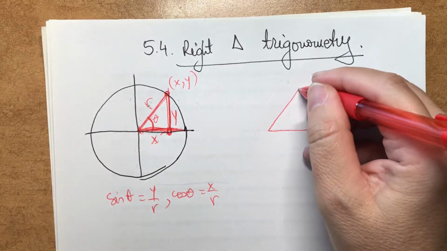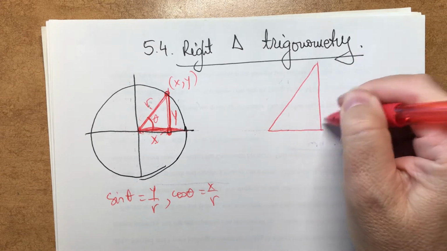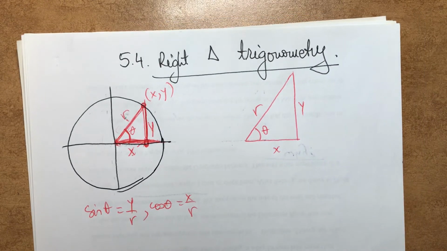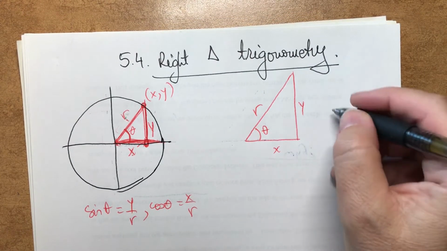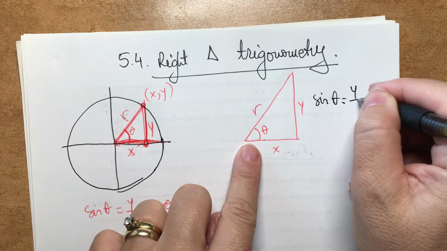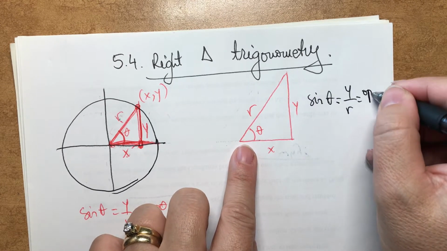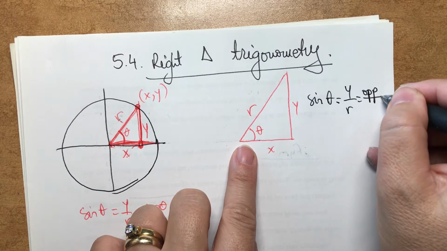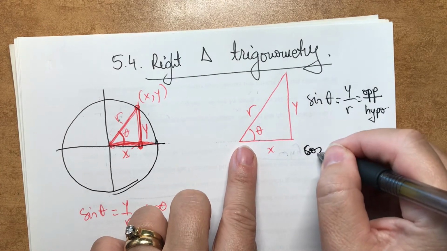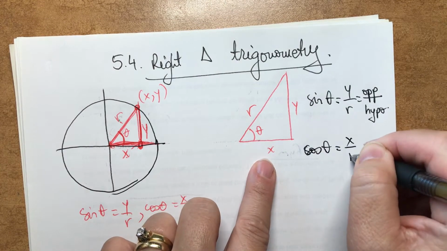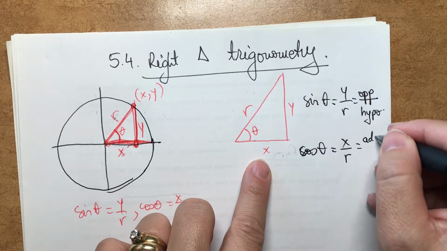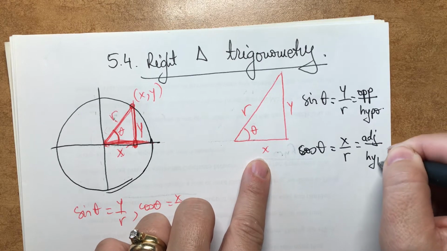So if we were to just grab that triangle out and concentrate on it, then what is again sine? Sine value of this angle theta is y over r. So as you see, it's the opposite leg divided by the hypotenuse. The cosine value of this angle theta is x over r. So really what that boils down to in this triangle is simply the adjacent side divided by the hypotenuse.